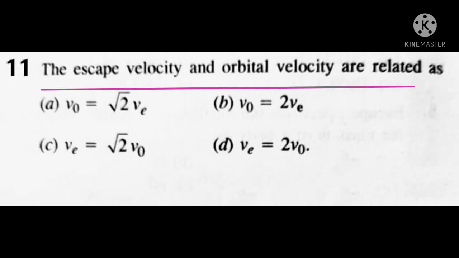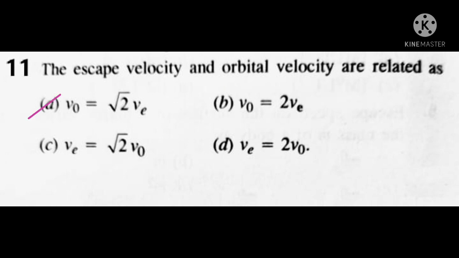Question number 11. The escape velocity and orbital velocity are related as: A option, v0 is equal to root 2 ve. B option, v0 equal to 2 ve. C option, ve is equal to root 2 v0, and D option, ve is equal to 2 v0.